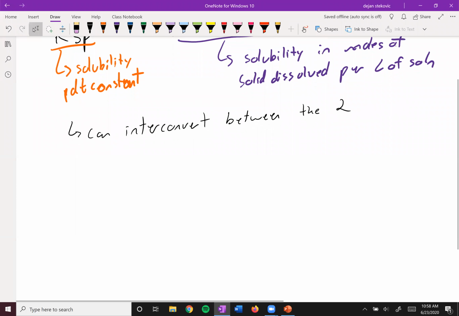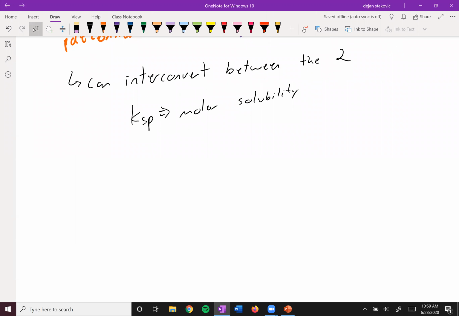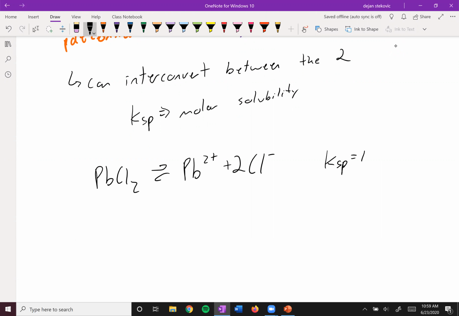So let's take a look at going from KSP, which is in this case our given, to molar solubility. So we're going to take a look at lead chloride, and it's going to dissolve into one lead 2 plus, and then 2 chloride minuses. And so we're told the KSP value here is 1.17 times 10 to the negative 5, and we want to solve for the molar solubility.